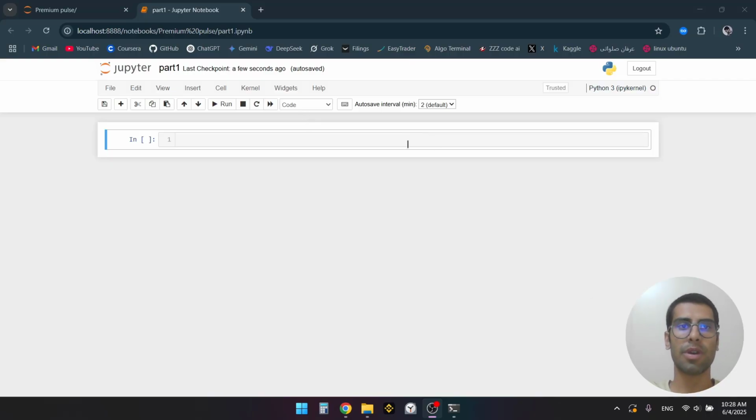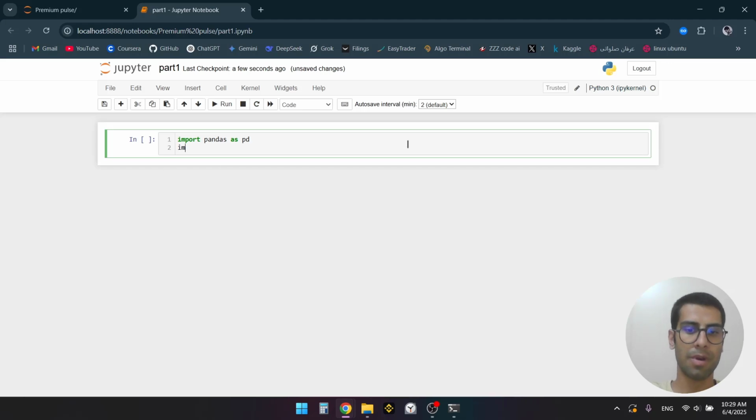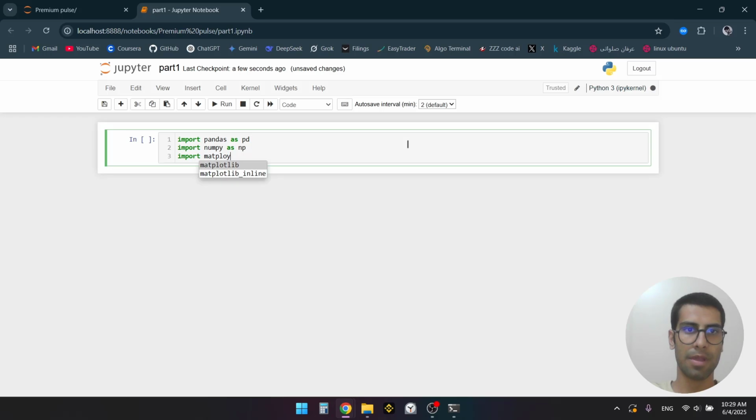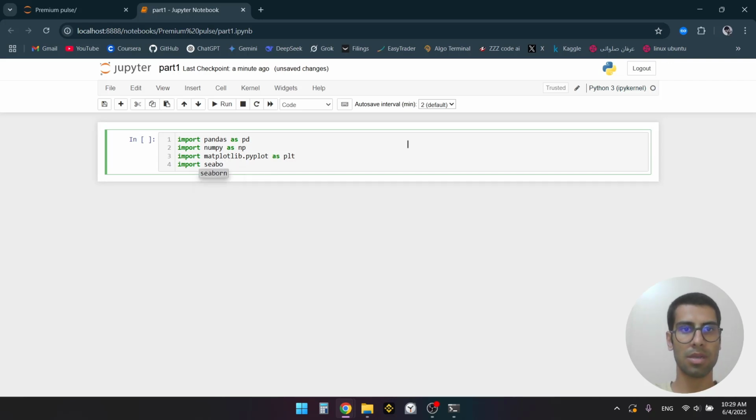Okay, now we're in the Jupyter Notebook. We're going to start off by importing some usual packages. I'm going to import pandas as pd, numpy as np, matplotlib.pyplot as plt, and seaborn as sns in case you want to create correlation tables.